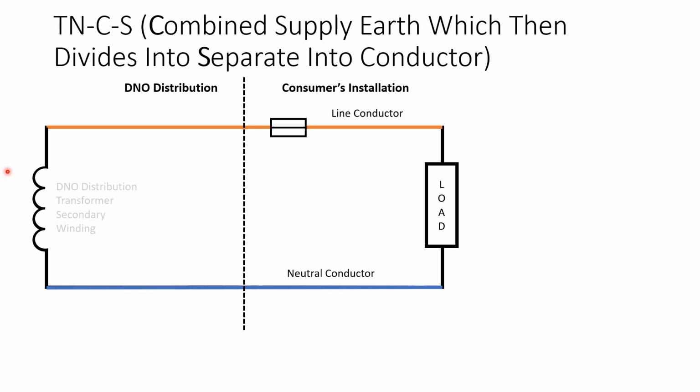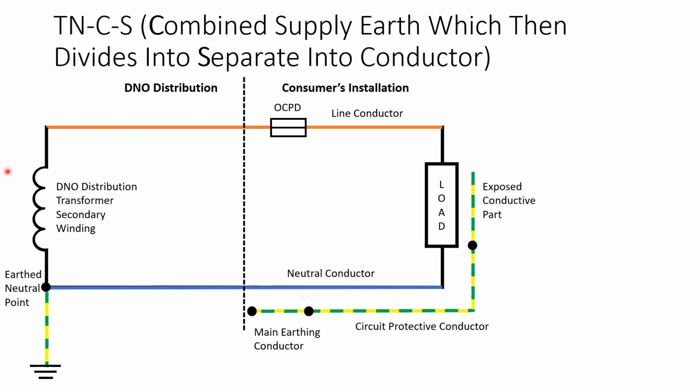Line conductor, neutral, your DNO transformer secondary winding, overcurrent protective device. Source of earth as before, and of course then the earthed neutral point and the installation earthing system. So you have your exposed conductive parts that are connected to earth. They're earthed via your circuit protective conductor, which is connected to the MET, probably in the consumer's unit, and then the earthing conductor that then provides the MET from the source of earth.